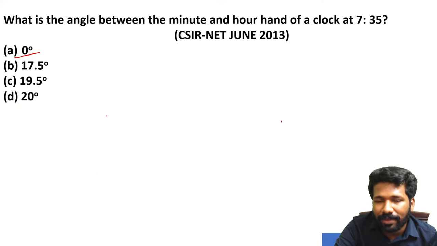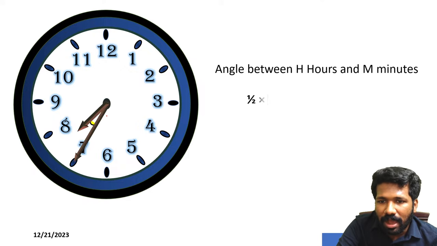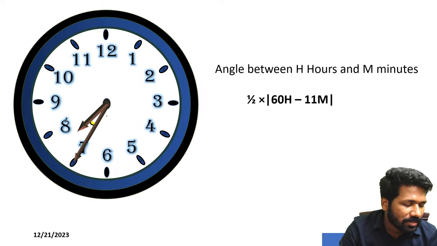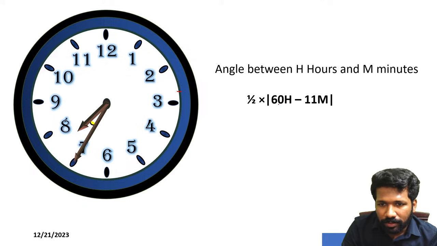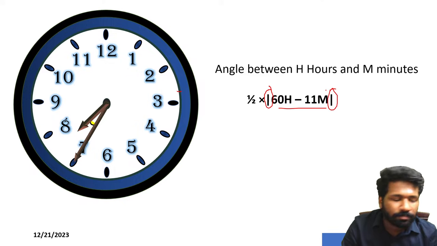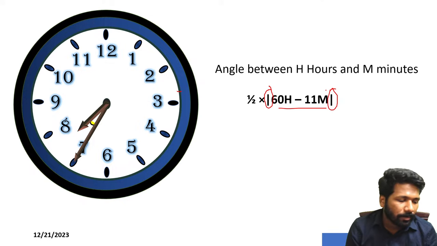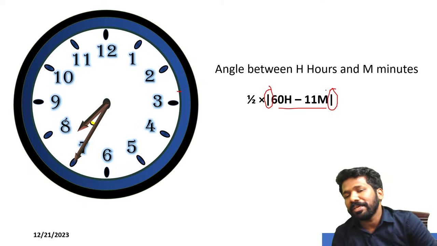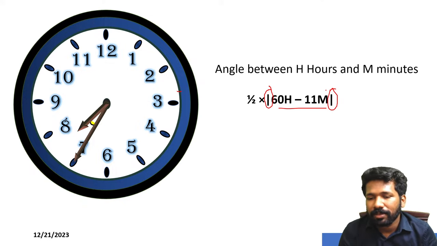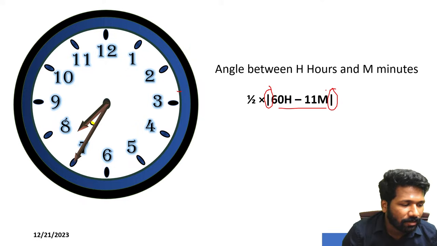How to find the theta value? That is where the formula comes into play. The formula is half into modulus of 60H minus 11M. If 60H minus 11M is a negative value, the modulus symbol will make it positive. That is what the modulus or absolute value symbol means: if negative, make it positive by taking the negative of it.